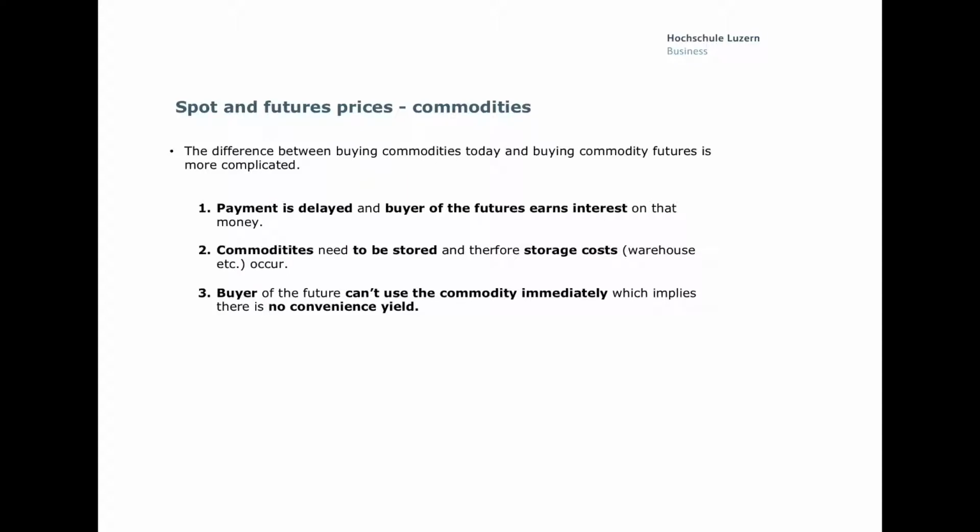A third feature of buying commodities using futures is that these contracts give you no convenience yield, which is just a fancy description of the fact that if you buy a commodity spot, you will be able to use the commodity right away. For instance, if you buy heating oil spot, you can use it to heat up your house if there is a sudden cold snap. But heating oil futures won't help you in such a scenario, since the delivery of the commodity will be in the future.